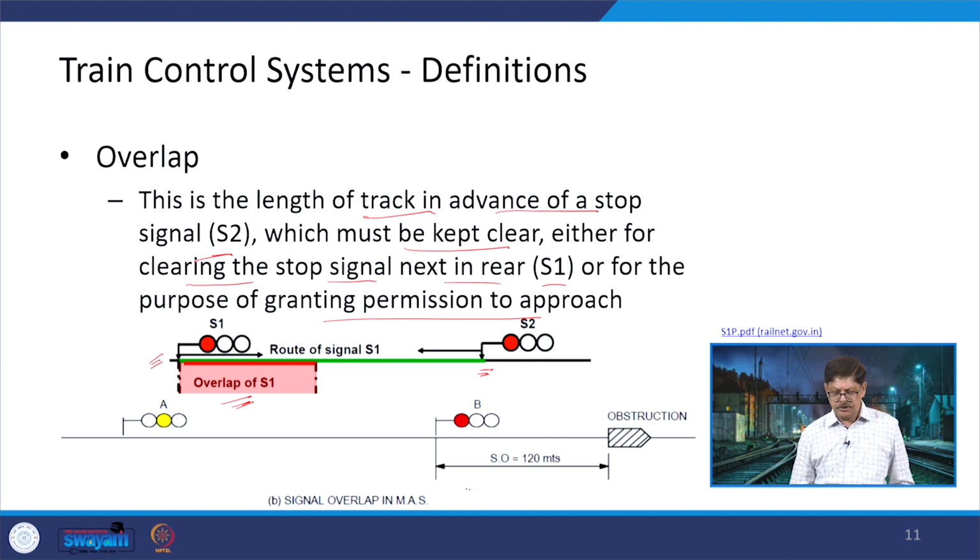And as you can see here that the train is moving in this case, which is a multi-aspect color light system. So, here, when the obstruction means the train is moving, the signal overlap of 120 meters needs to be there. Then it says now it is red and the other one is showing as yellow. That means the train has moved beyond one section or the distance between the two stop signals.